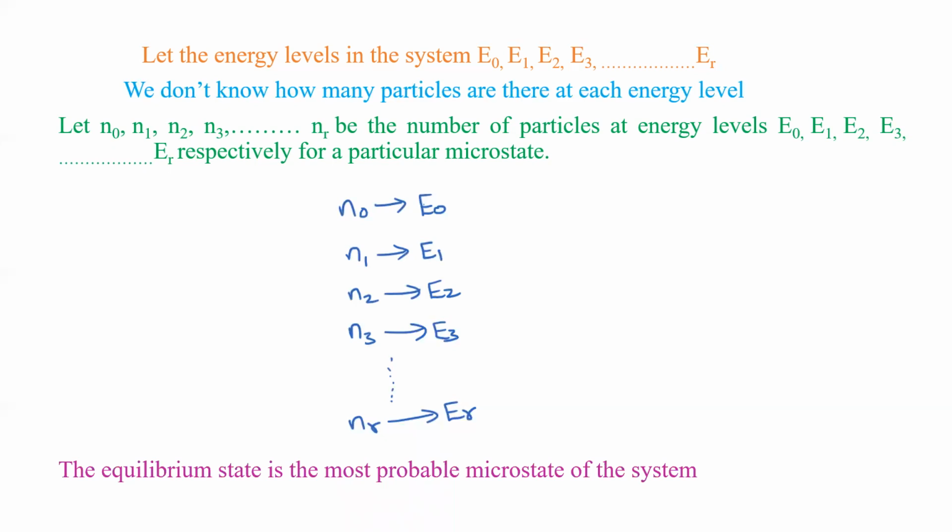The system continuously changes, and for each state of the system we can find the probability of that particular state. Among all the probable microstates, the equilibrium state will have the highest probability. So the probability of occurrence of equilibrium will be more than any other state of the system. So here, we need the number of ways of attaining a given microstate.